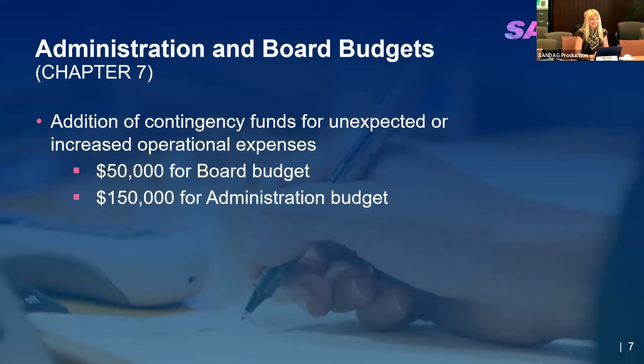Thank you, Sandy and Andre. I think Andre mentioned in his opening remarks that with the availability of additional revenues this year, we're setting aside a portion of those funds in contingency reserves. So $50,000 for the board budget and $150,000 for the administration budget. These amounts would be used for any unexpected or increased operational expenses that may be encountered throughout the year. Things like increases to our insurance premiums, unexpected need for professional services, maybe upgrades or replacements of equipment.